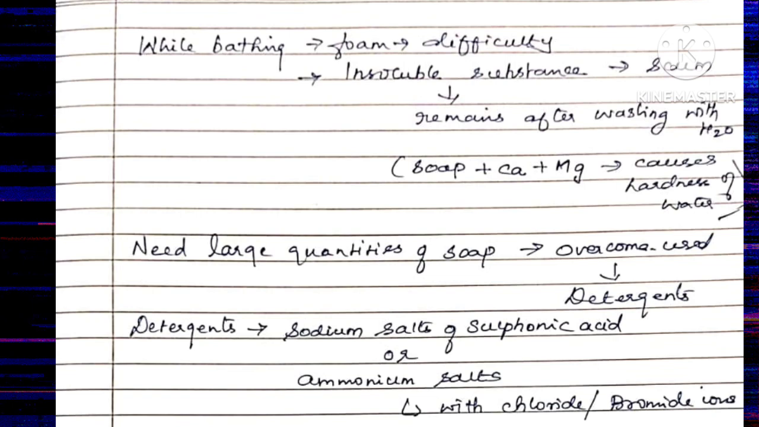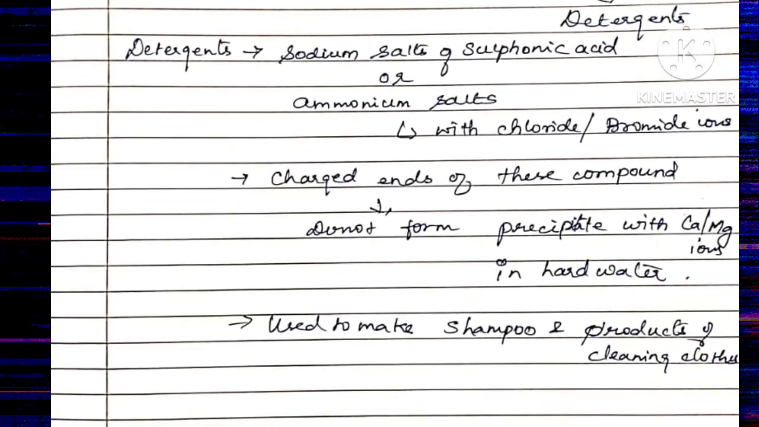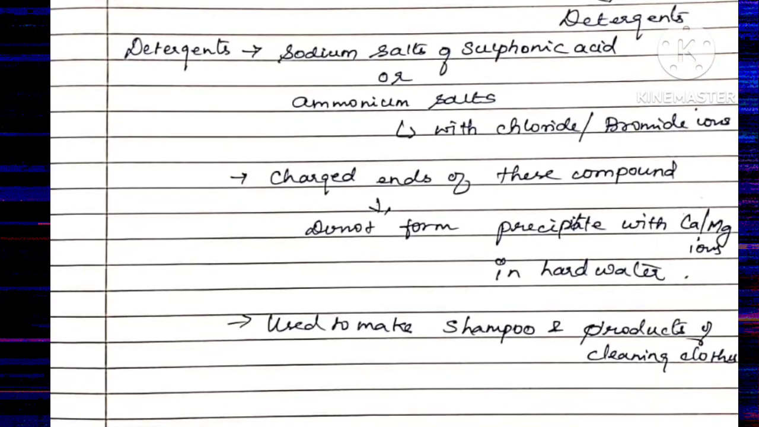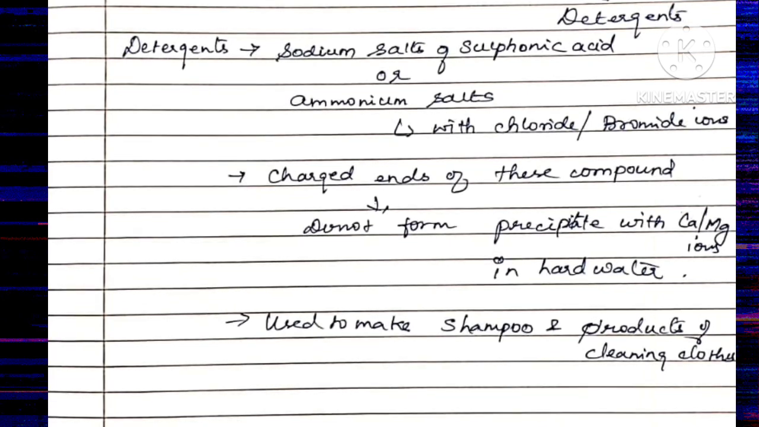Detergents are nothing but sodium salts of sulfonic acids or ammonium salts with chloride and bromide ions. The charged end of these compounds does not form any precipitate with calcium or magnesium ions in hard water. So it is used in the preparation of shampoos and other products for cleaning clothes.